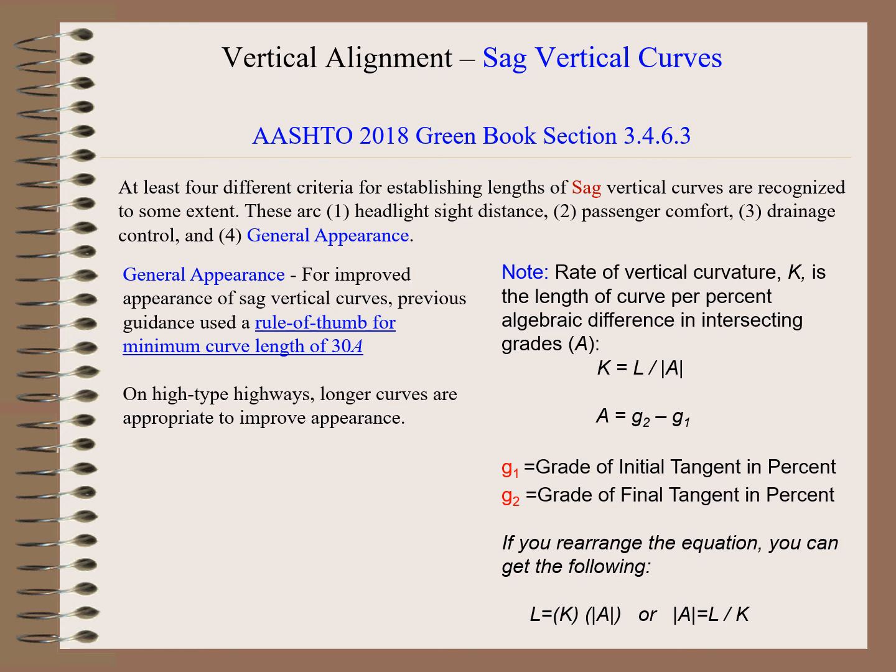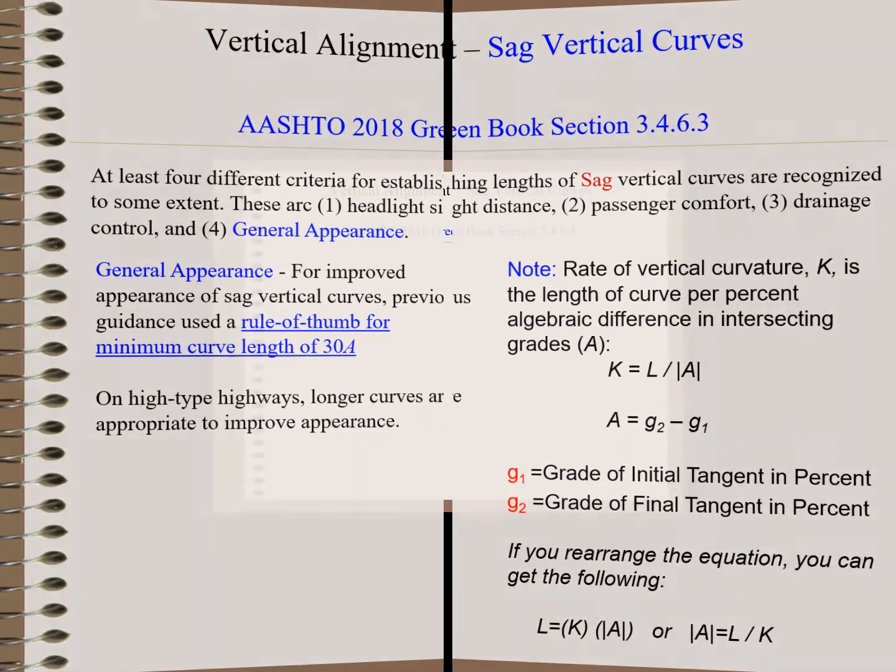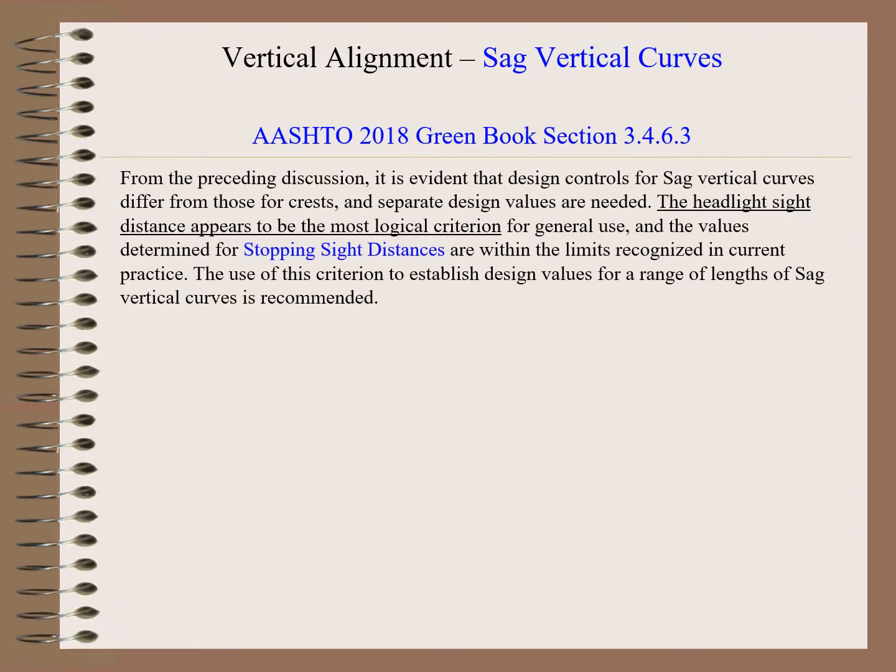If you rearrange the equation, you can get the following two equations. L equals K times the absolute value of A, or the absolute value of A equals L over K. From the preceding discussion, it is evident that the design controls for sag vertical curves differ from those for crest, and separate design values are needed.